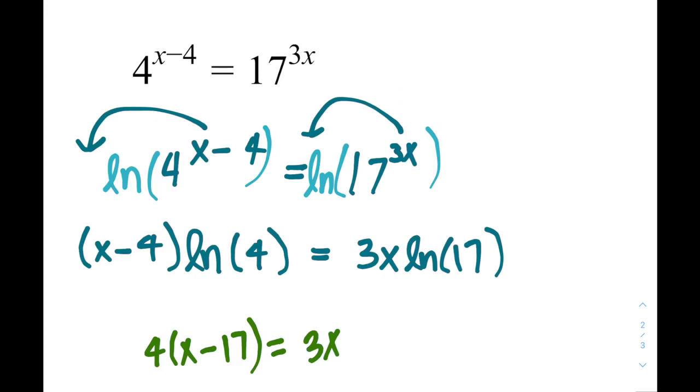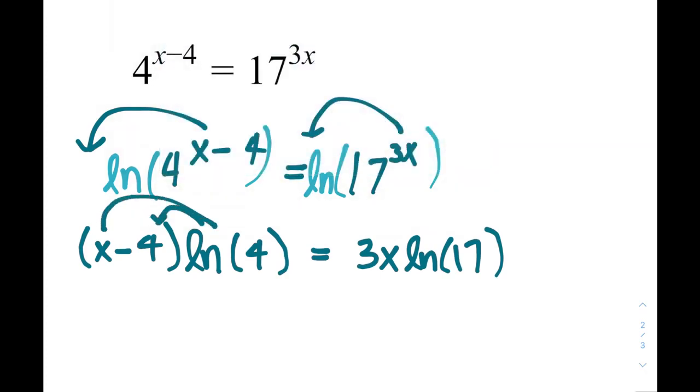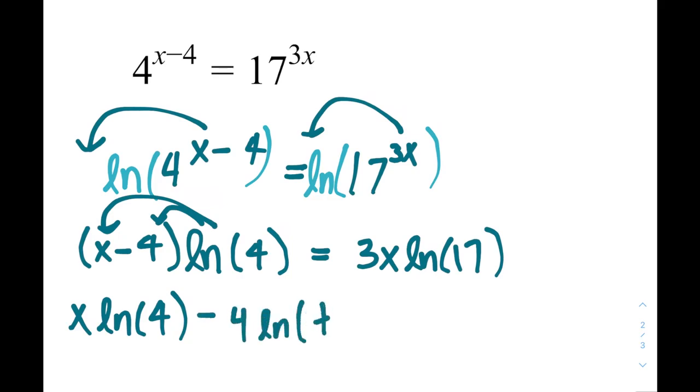I would distribute, get the x's on the same side, isolate x. We're going to do the same thing here. We just have to be a little more careful because it looks weird. We've got that natural log there. So I'm going to start by distributing natural log in. So we'll have x natural log of 4, minus 4 natural log of 4 equals 3x natural log of 17.